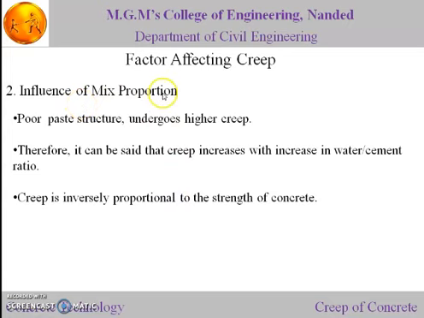Second, influence of mix proportion. As we know, paste is responsible for the creep. So if the paste structure is poor, the creep will be higher. Therefore it is said that creep increases with increase in water cement ratio. If the water cement ratio is higher, the paste structure will be poorer and the creep will be higher. Creep is inversely proportional to the strength of concrete.